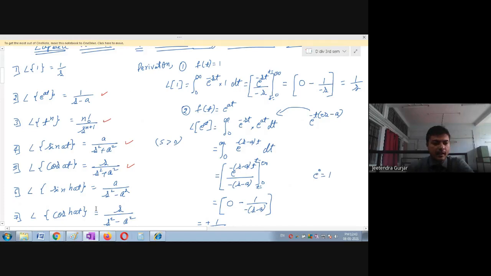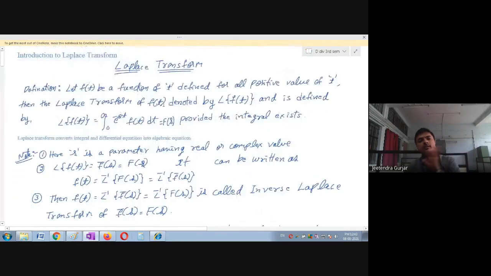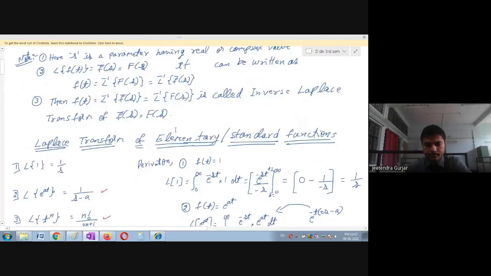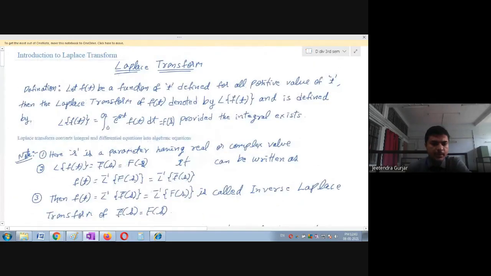Yes, we can derive this formula, students, by using the definition of Laplace transform. Is it clear? So let us see one. The derivation of 1: I have taken f of t is equal to 1. So what I will do is substitute 1 in this f of t. You can see this is equal to the integral from 0 to infinity of e raised to minus st.